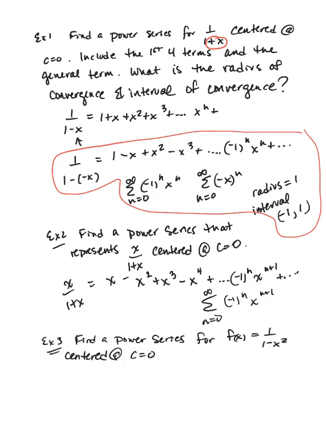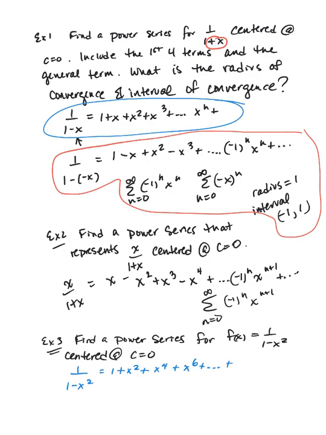Okay, copy down example 3 so you get the idea. I'm going back up here and I'm substituting in x squared every time I see x. So I have 1 over 1 minus x squared is going to be 1 plus x squared. Now x squared squared is x to the 4th. x squared cubed is x to the 6th. So we just have x to the 2n. It's actually x squared to the n, which is x to the 2n.